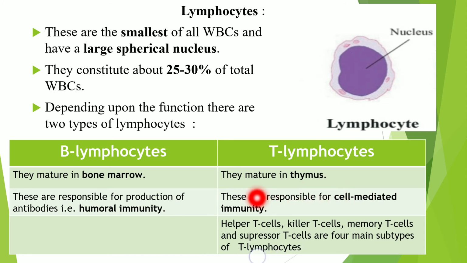mediated immunity. Then T lymphocytes are of four main types, that is helper T cells, killer T cells, memory T cells and suppressor T cells. So these are the four types of T lymphocytes.